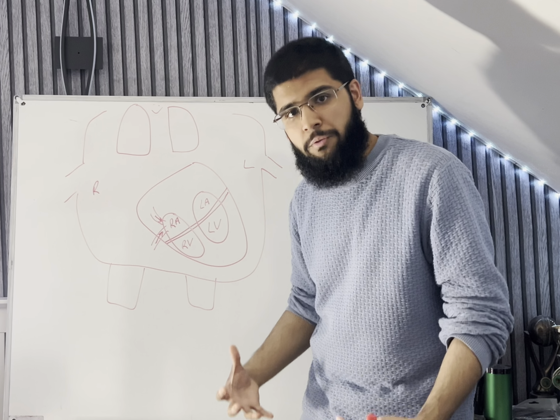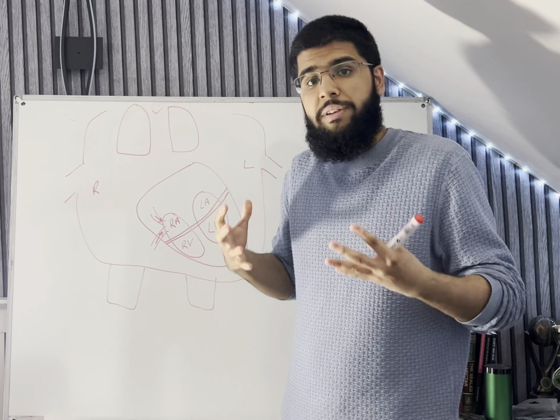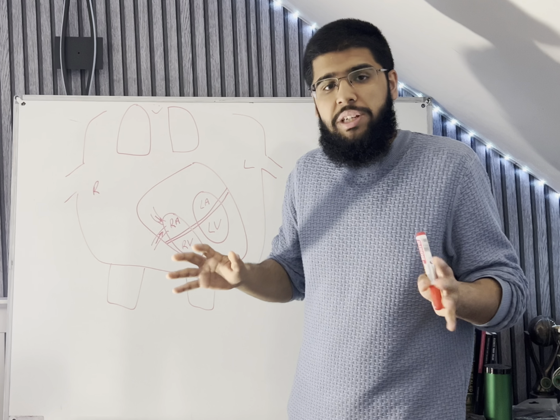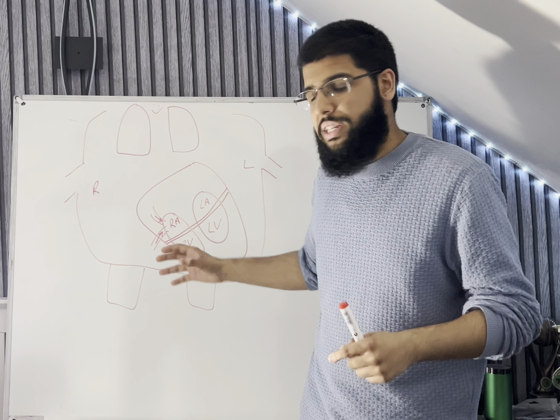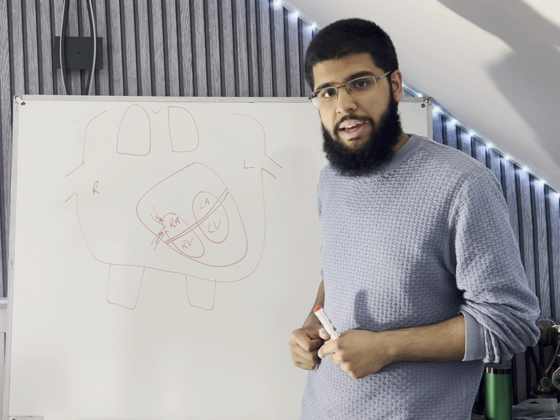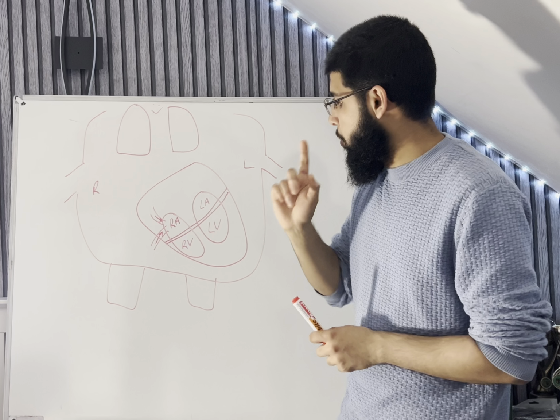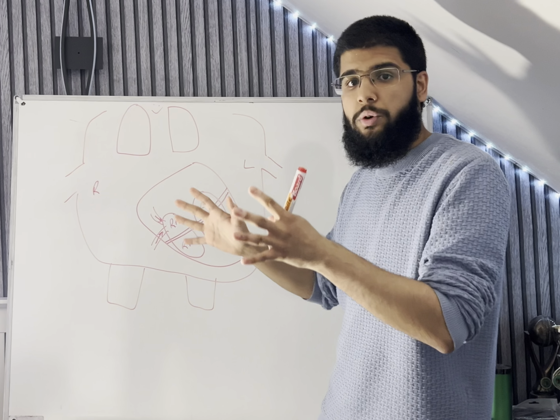It is arriving from the rest of the body. The oxygen and the nutrients have all been used up because they've been used in the rest of the body. Now we're arriving back in the right atrium. It is now deoxygenated blood. So we're in the right atrium. What is going to happen next? We need to move. Where are we going to move?